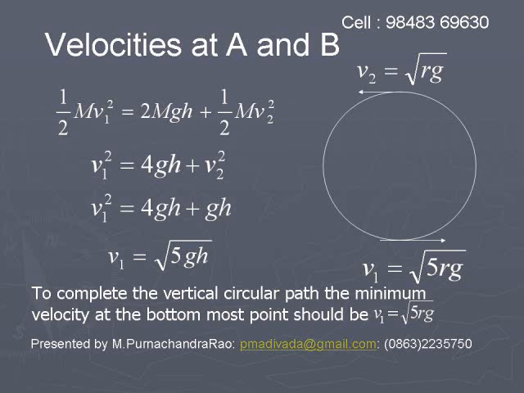So, the body should be projected with the velocity root 5rg at the bottommost point of the circle in order that it just completes the vertical circular path. To complete the vertical circular path, the minimum velocity at the bottommost point must be root 5rg.